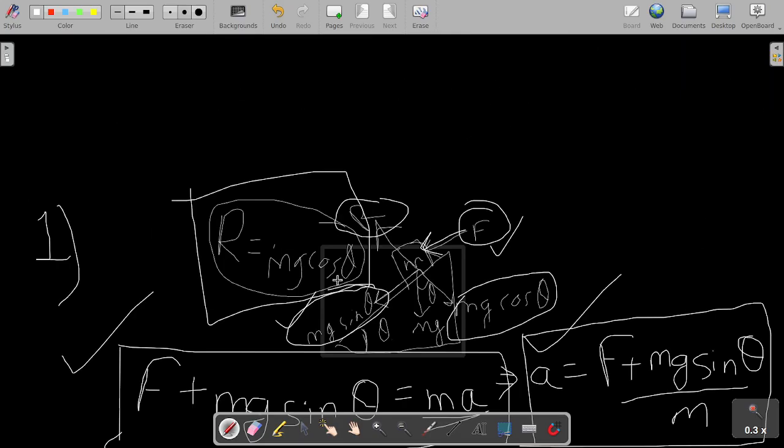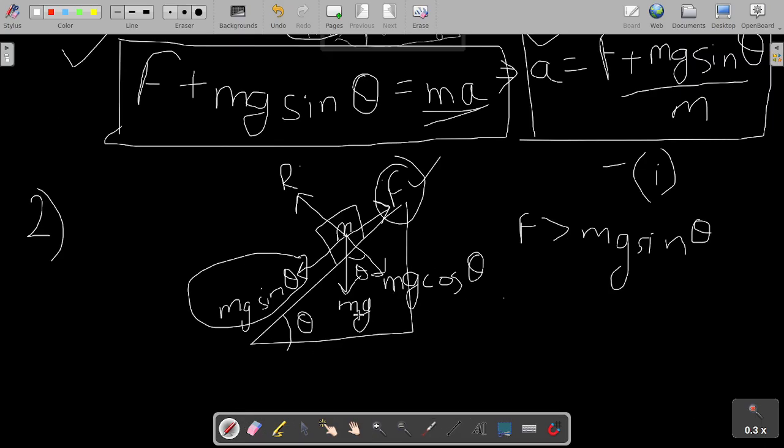Now this holds for each and every case we'll be talking about, because R is always balancing mg cos theta. In each and every case, R is always balancing mg cos theta. Only this equation is going to change, or this acceleration is going to change.